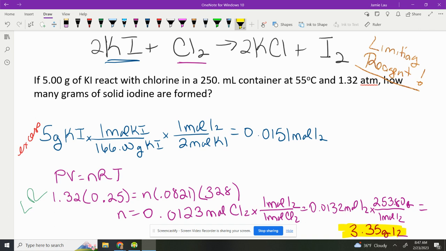Take it one step at a time. Look at KI. Use all the KI to figure out how many moles of iodine you would get. Use all of the chlorine to figure out how many moles of iodine will be produced. Whichever one's smaller is coming from the limiting reagent. You found the limiting reagent? Okay, then use that to figure out grams of iodine.